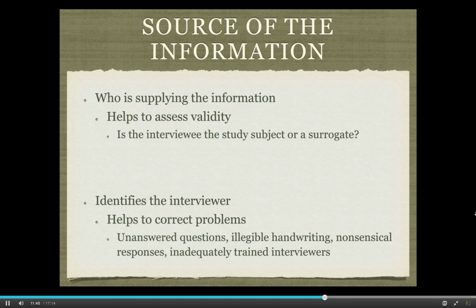Who is supplying the information? This helps us to assess the validity. Is the interviewee the study subject, or is this a surrogate? As I've said before, could this be the mother, or could this be secondary information as given by an eyewitness to an account?